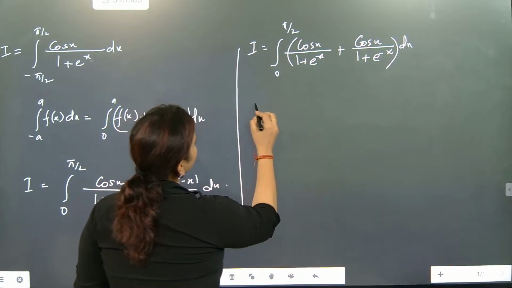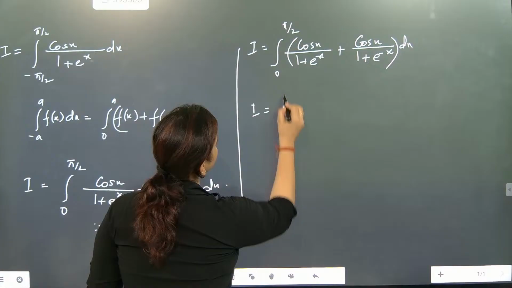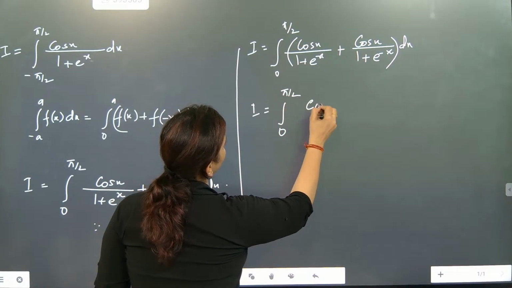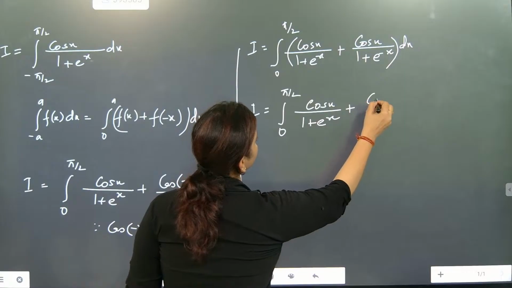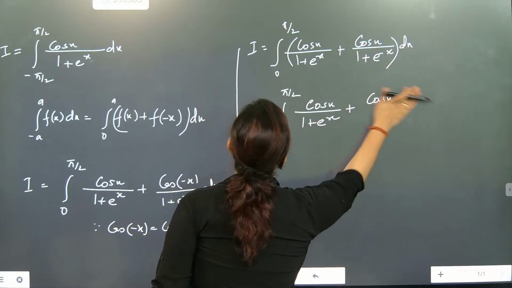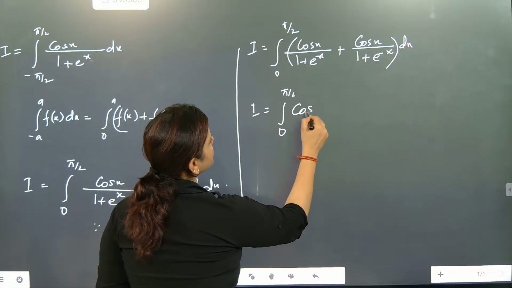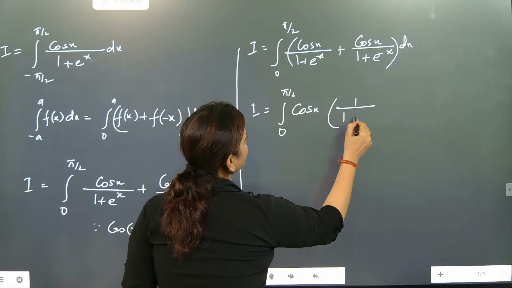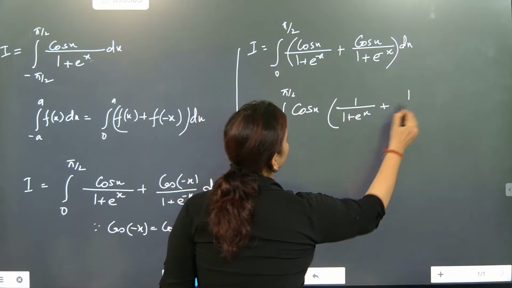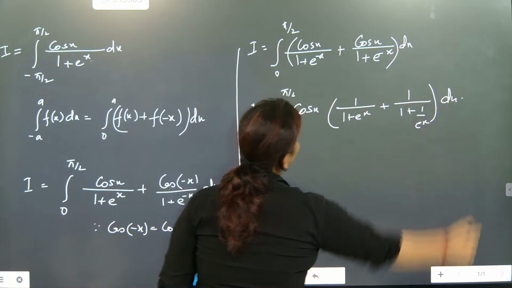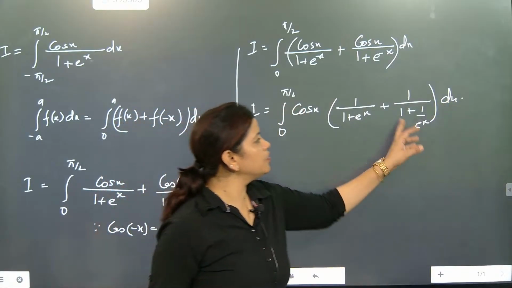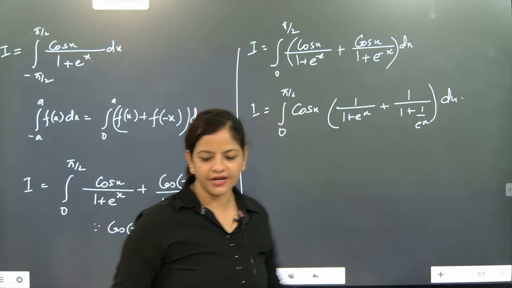Now look here. I will be equal to 0 to pi by 2 cos x by 1 plus e to the power x plus cos x. So can we take cos x common? It will become easy. Cos x here 1 by 1 plus e to the power x plus 1 by 1 plus 1 by e to the power x dx. So this is one step you do. After that, you know that you will take LCM, you will shift it and you will add it.